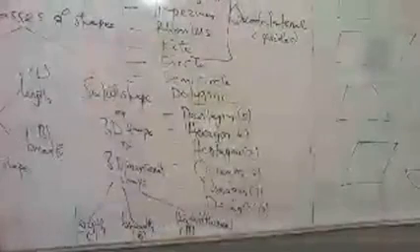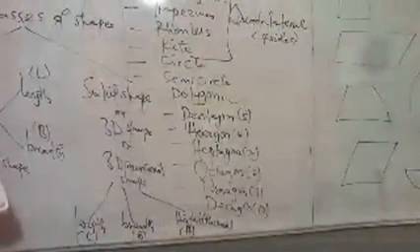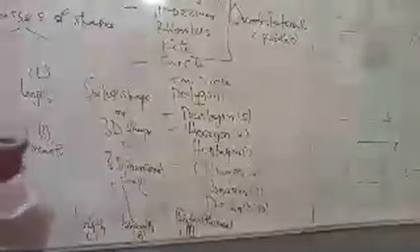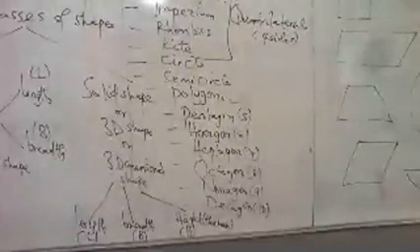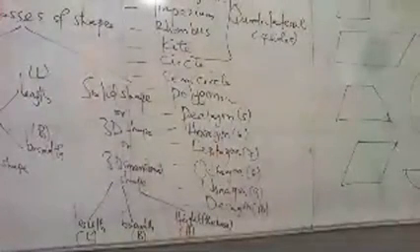We have endecagon, 11. We have dodecagon. We have tridecagon. We have tetradecagon. We have pentadecagon. We have hexadecagon. So 20, we have icosagon. So that's on polygons. All these shapes are called 2D shapes or 2-dimensional shapes.